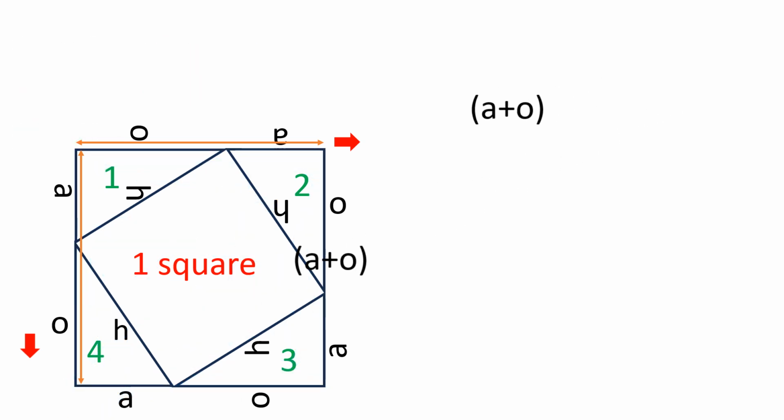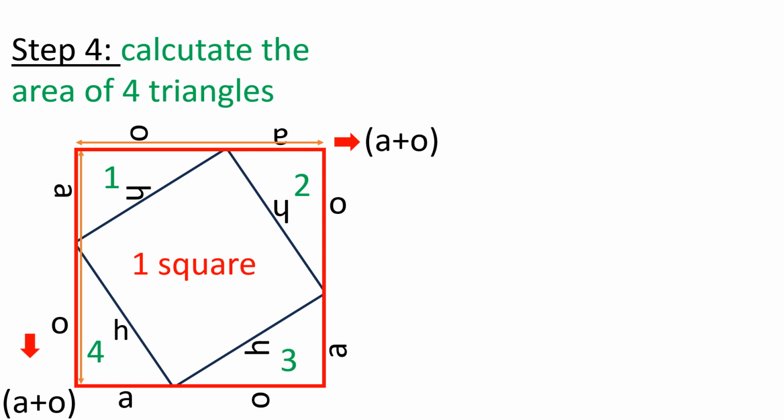My dear friends, step number 4. We are going to calculate the area of 4 triangles. Let me try to shade the parts. Now, we are going to calculate the area of this triangle, and the area of this triangle, area of this triangle, and area of this triangle.